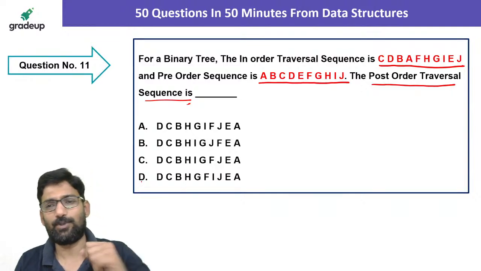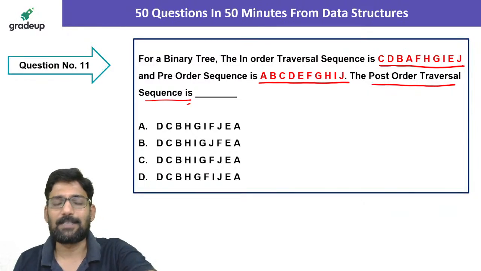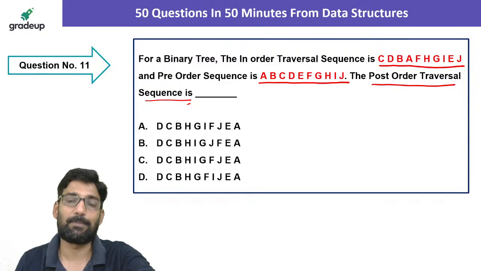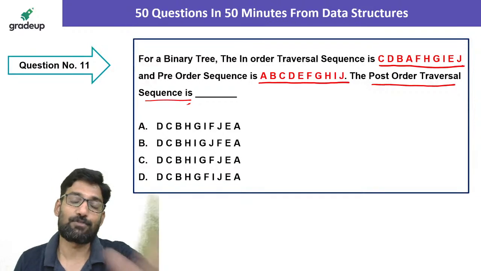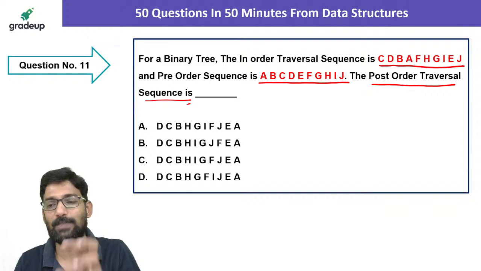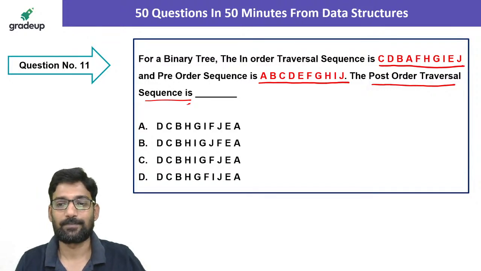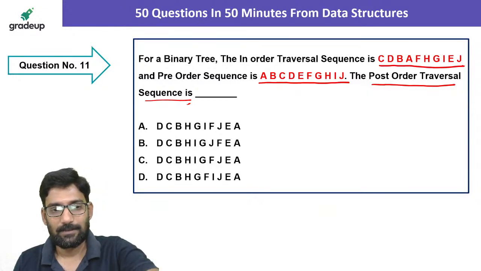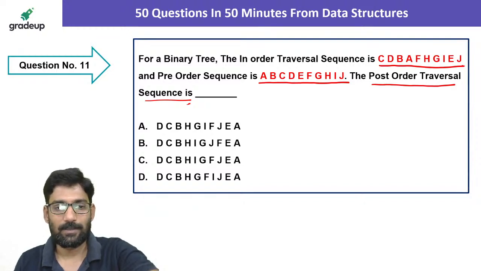Hurry up. Do it quickly. It doesn't matter whether you are giving right answer or wrong answer completely. It also matters how fast you are doing. So speed with accuracy, both are required. Come on. What is the answer for this question? Question number 11. I am moving on. So 30 seconds time I have given. I am moving on.